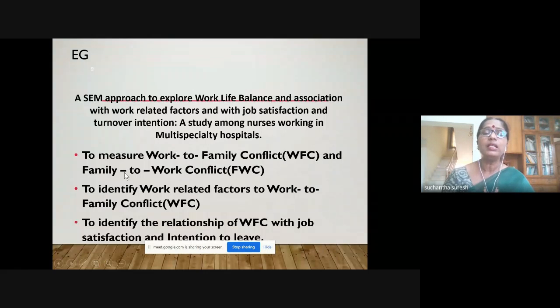Do you think it has deviated from the topic? No, it isn't. If at all it is deviated, you can ask me later also. So it is focusing on the objective directly. I can add some other things, like how demographic variables are related to work-family conflict. That aspect I can add, but that is additional. These three are directly focusing on my topic.